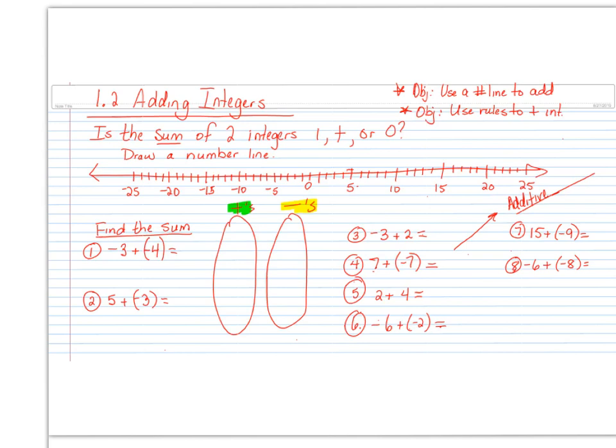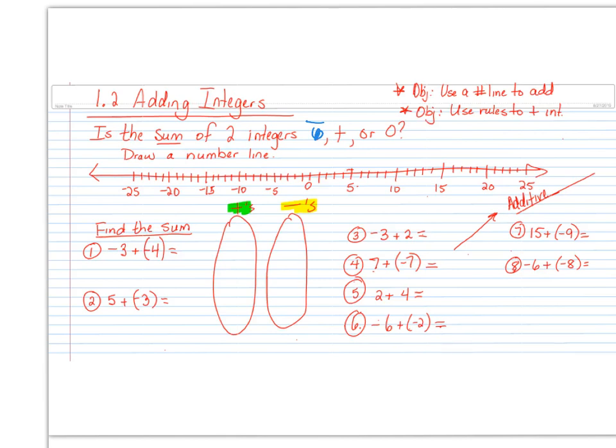First thing I want to ask you, is the sum of two integers positive, negative, or zero? It should be negative. Well, we don't know. So what we have to do is we have to draw a number line. Two integers, this could be positive, this could be negative, they could be zero.